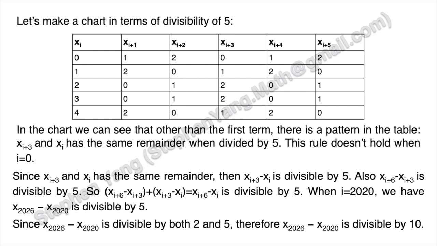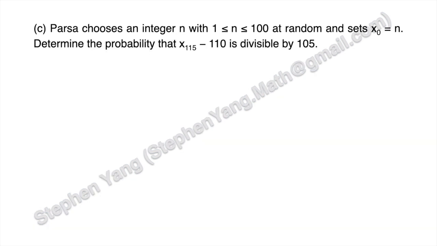Since we know that x2026 minus x2020 is divisible by both 2 and 5, then we know that x2026 minus x2020 is divisible by 10. Let's get into part C now.